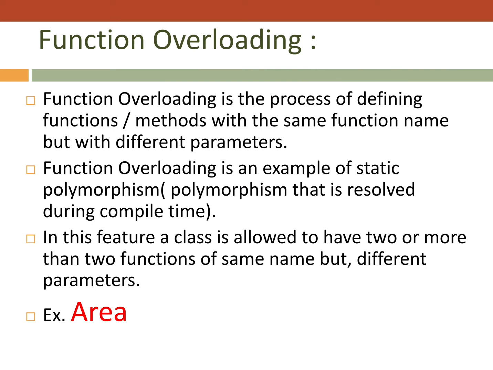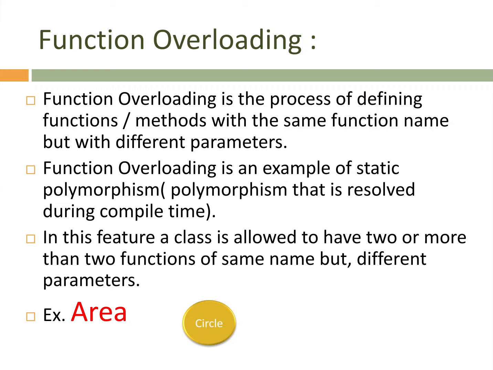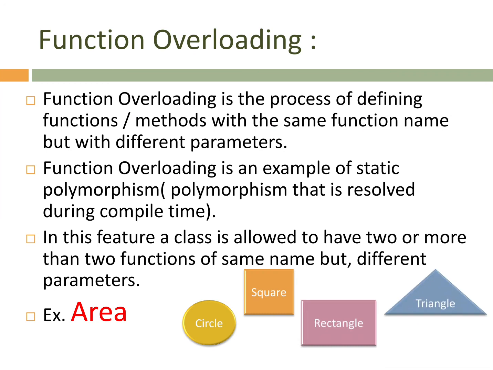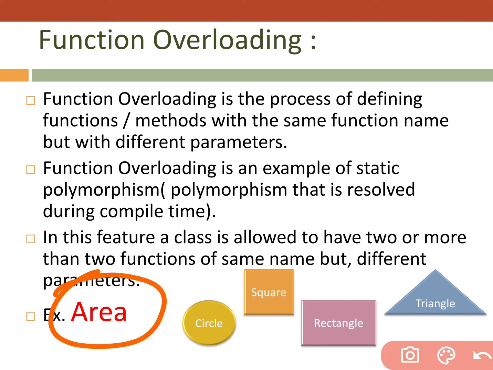See, for example, I'm taking that we are having area. We can have area of circle, area of square, area of rectangle, and area of triangle. All have the concept of area, but the functions should be different. Area of circle is pi r square, area of square is side into side, area of rectangle is length into breadth, and area of triangle is half into base into height. All have different tasks, but what is the same? Name is the same, but the tasks are different.